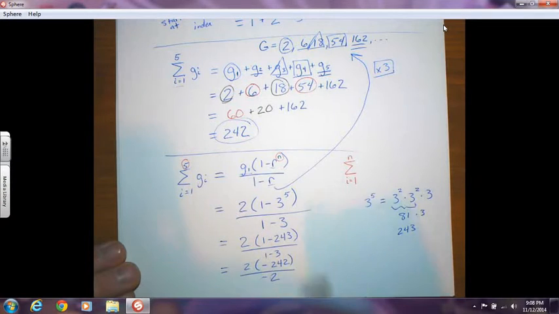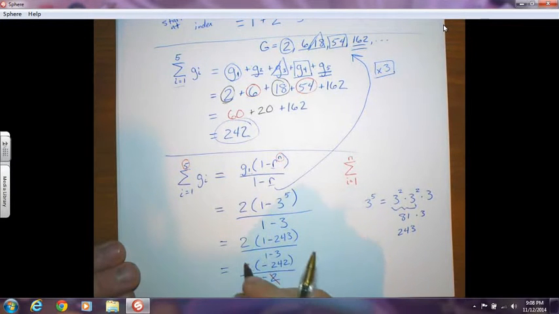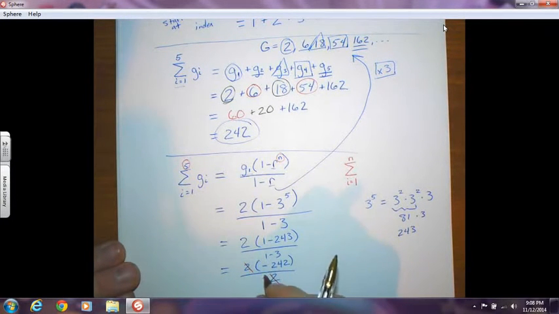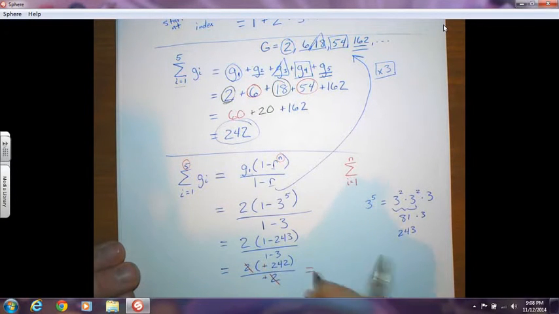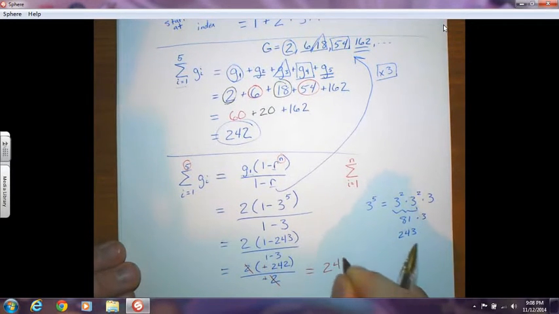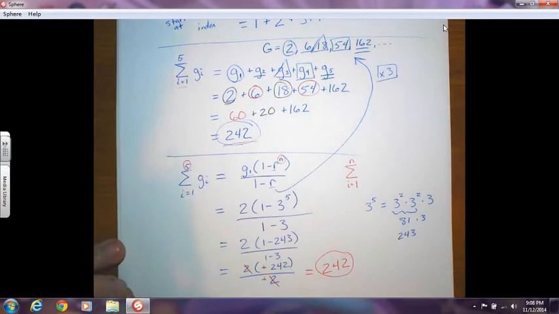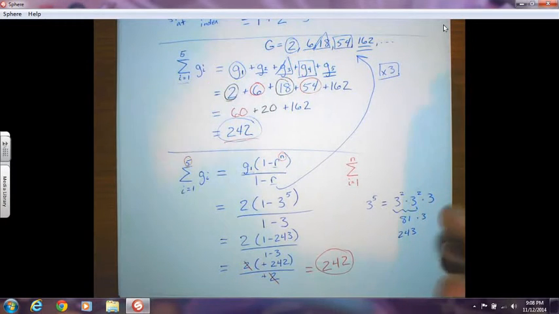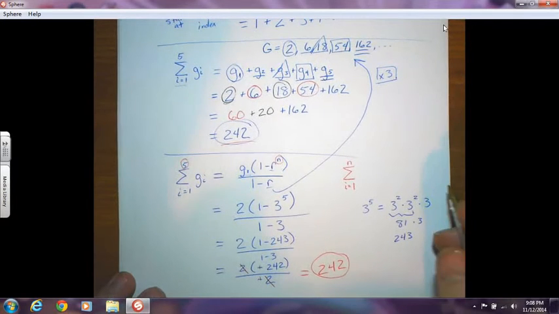Now hopefully we can see that since it's multiplying on the top and then dividing by a single value, these 2's will reduce out, and those 2 negatives cancel each other out and become a positive. So we get a final value of 242, which is luckily what we had up here. So both methods check out to be equivalent. So that's the summation notation.